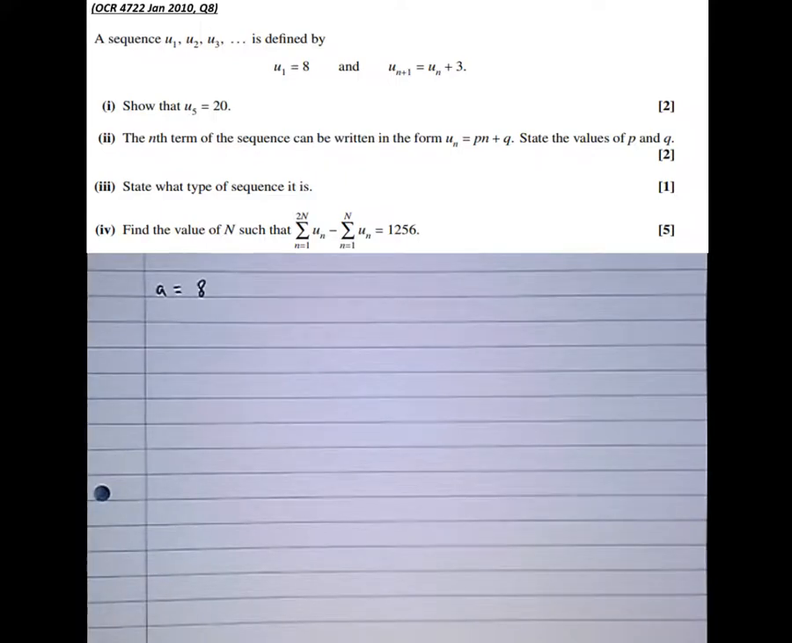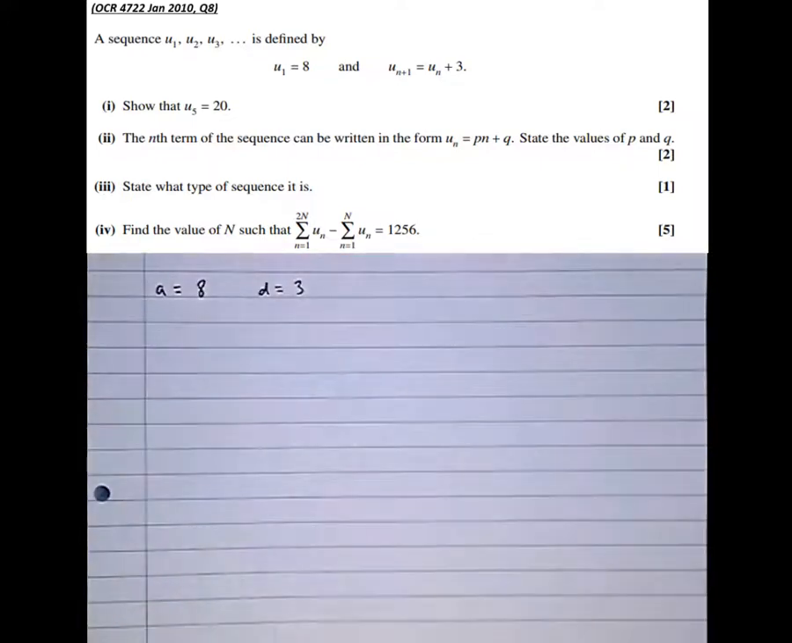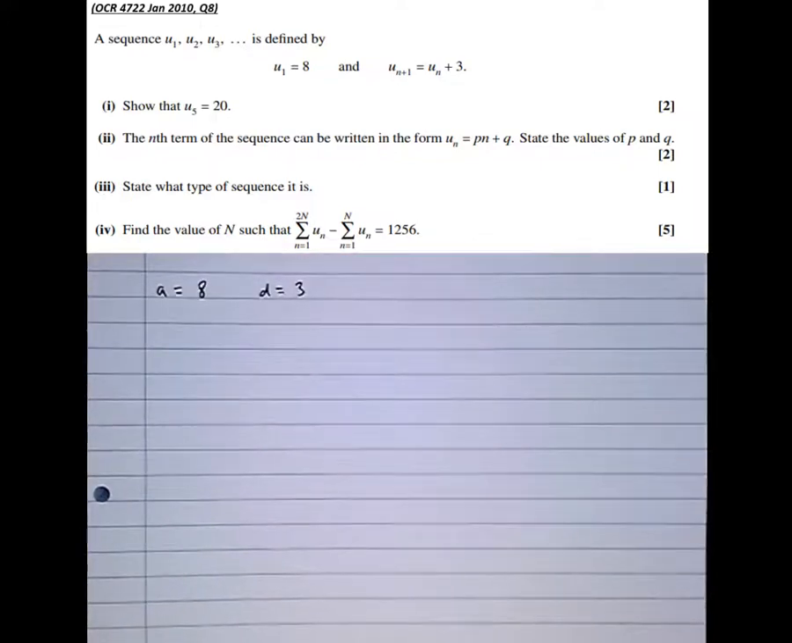And what it says here is that the next term is got by taking the previous term and adding 3. So from that we can see the common difference is 3. Okay, show that U5 equals 20.